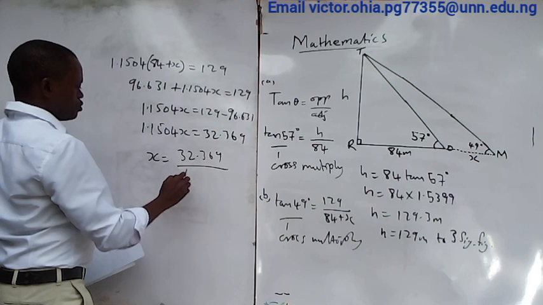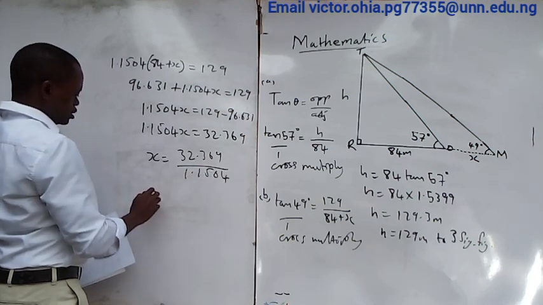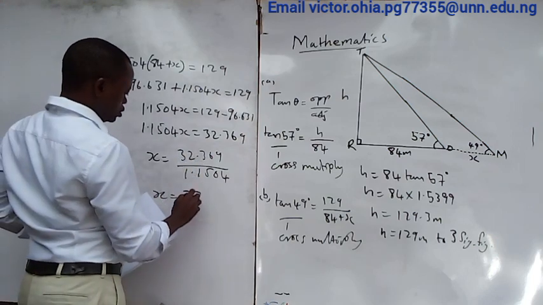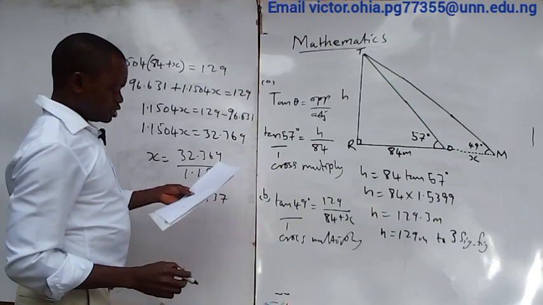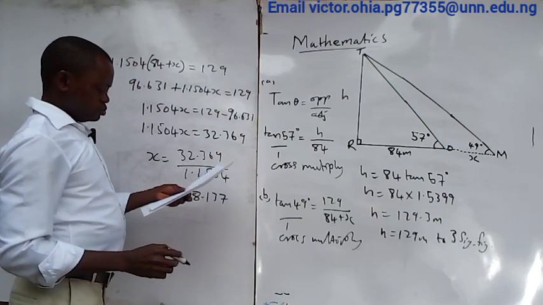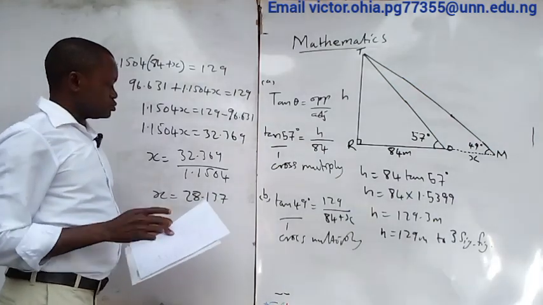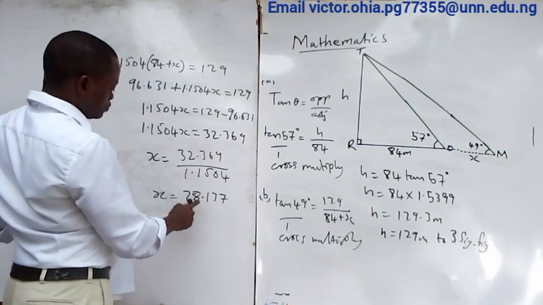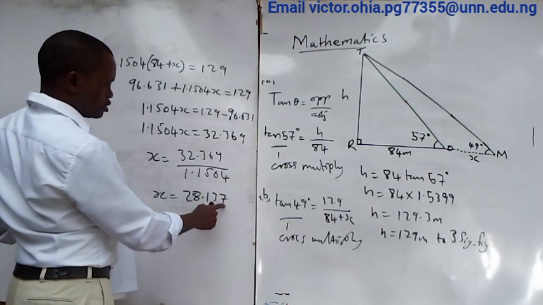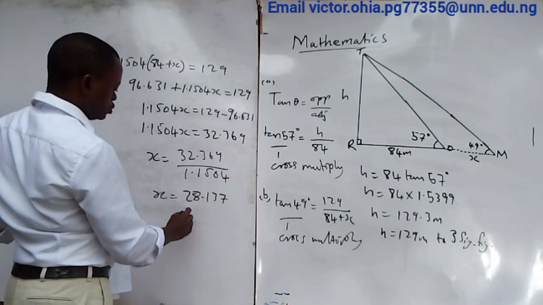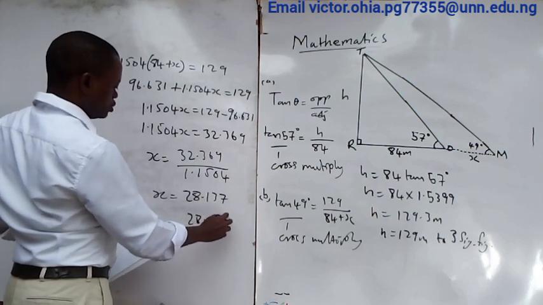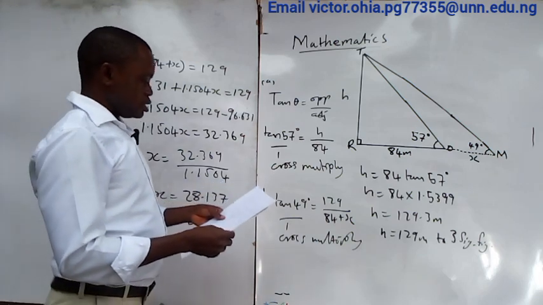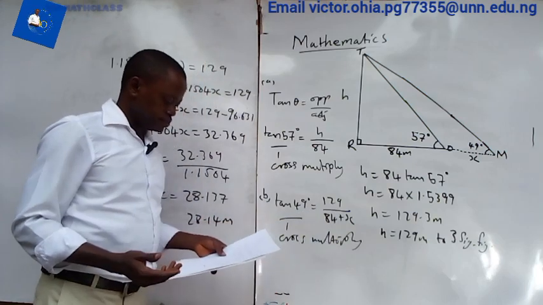What is x? x will be equal to 32.369 all over 1.1504. So x is 28.137. But they said to 2 places of decimal, so you count 1, 2 from the decimal point. The next figure here is above half of 10, so you round up and add 1 here. You have 28.14 meters. So this is the value of x that this question number 4 requires.